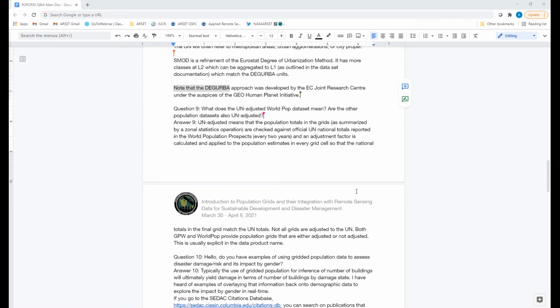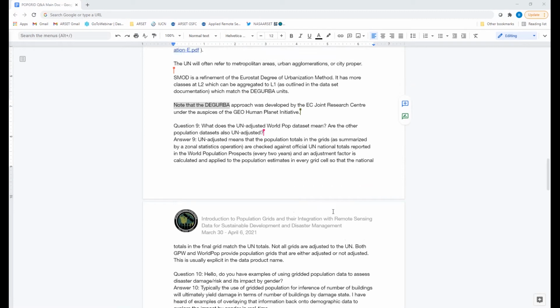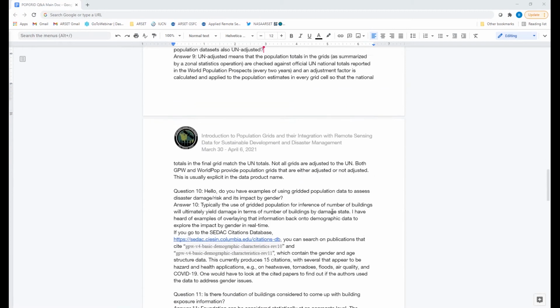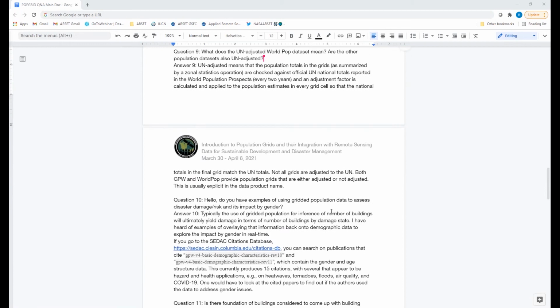And so not all grids are adjusted in this way to match the UN. Both GPW and WorldPop provide the population grids either adjusted or not adjusted, and it's usually explicit in the data set name whether you're downloading a UN adjusted data set or an unadjusted data set. The unadjusted won't usually say unadjusted, it'll just say population counts or population density. But if it's been adjusted to the UN totals, it will be explicit in the name.